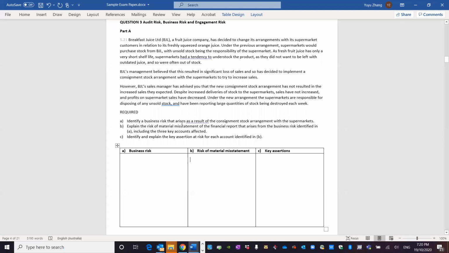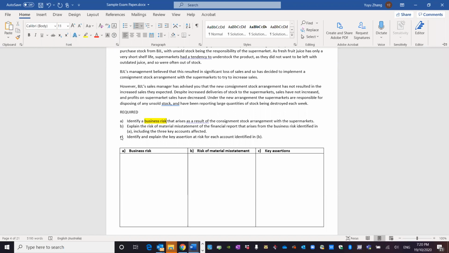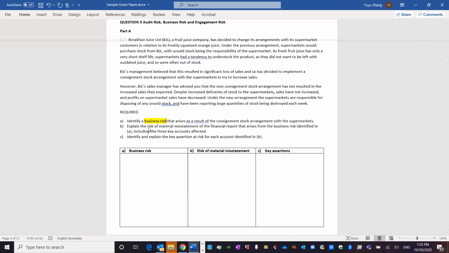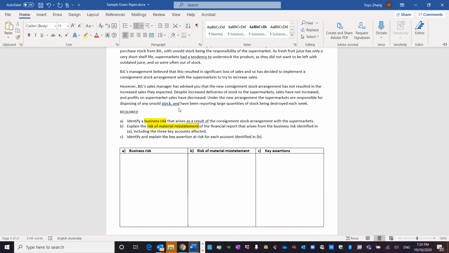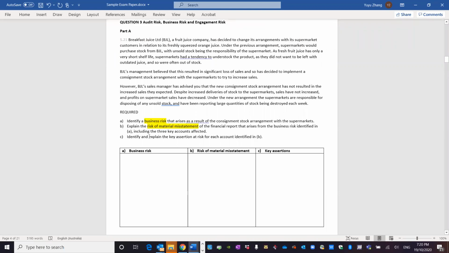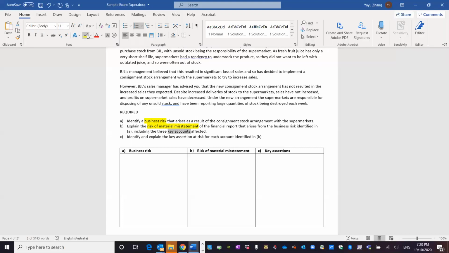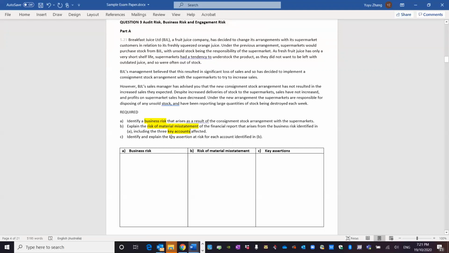So I'm going to highlight the important keywords in the question. Here the question asks me to identify the business risk, right? And also explain the risk of material misstatement. And then identify key accounts. Also, key assertions. I think it's very, very fundamental risk analysis here.